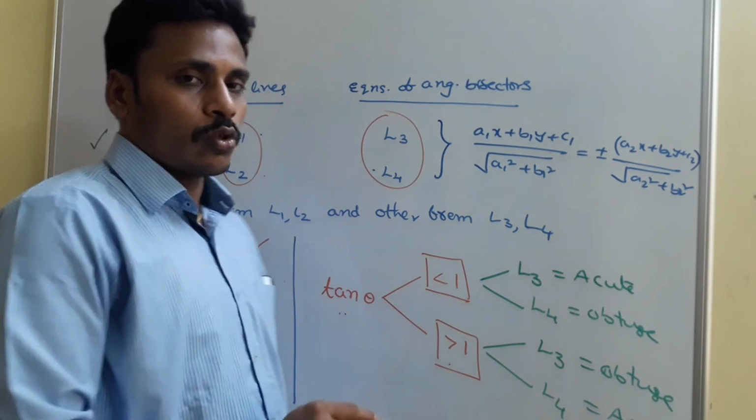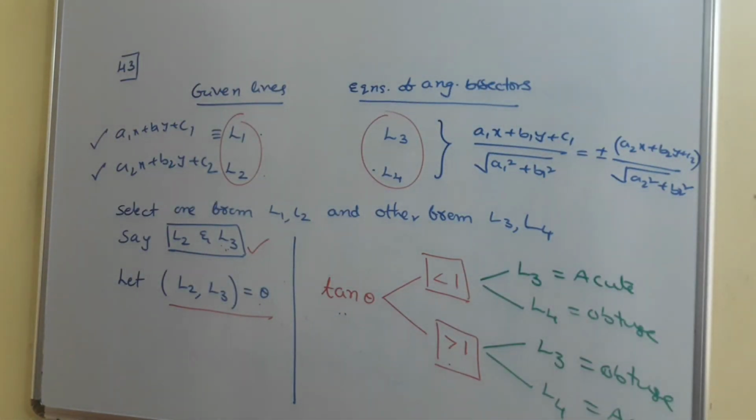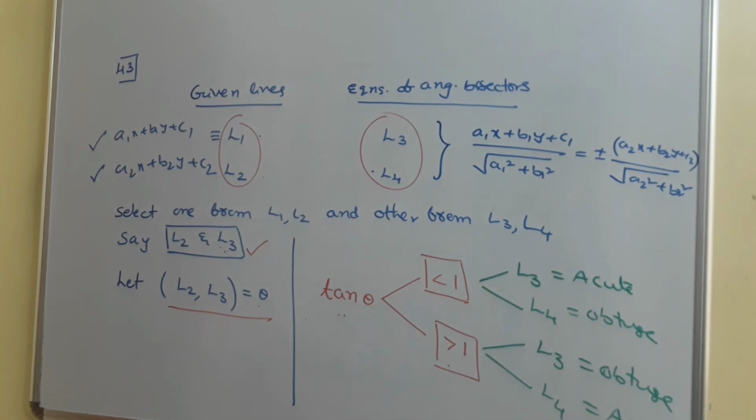So based on this, we can decide the acute angle bisector as well as the obtuse angle bisector from the derived lines L3 and L4 for the given lines L1 and L2. Okay, just have a look.